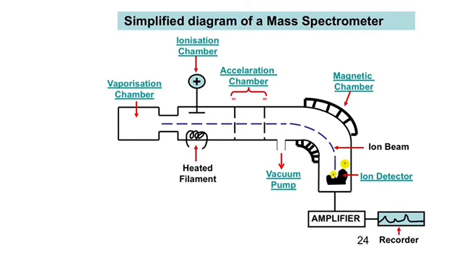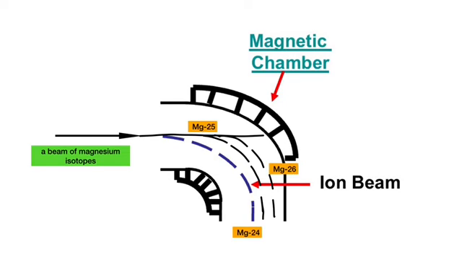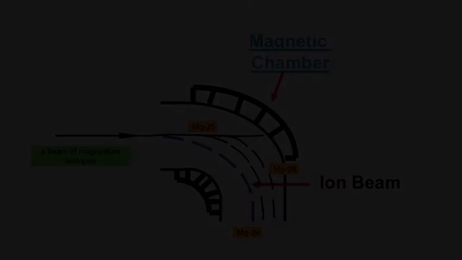Upon reaching the magnetic chamber, ions are deflected into a circular path based on mass to charge ratio. Lighter ions are deflected the most while heavier ions are deflected the least. For instance, assume the sample collected by Dr. Steven consists of magnesium isotopes. Magnesium-24 will deflect the most because it is the lightest.